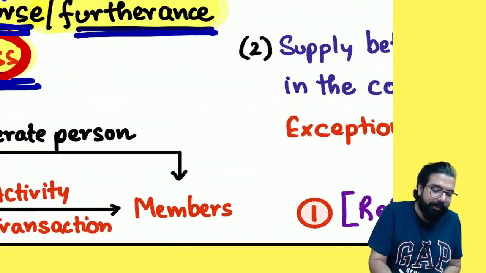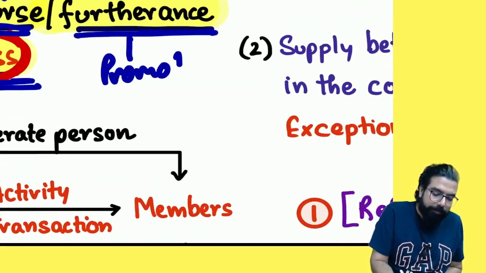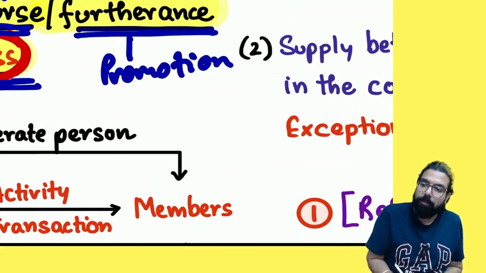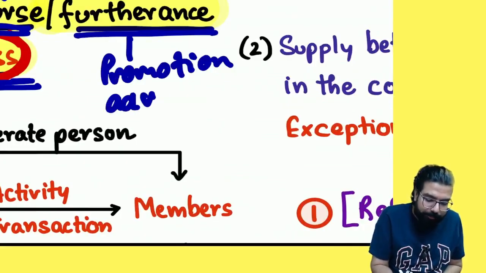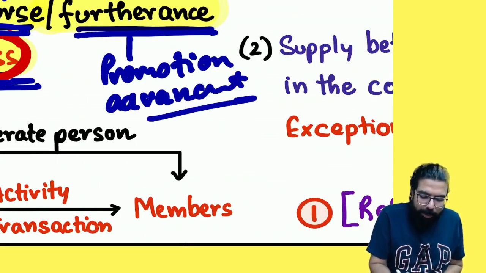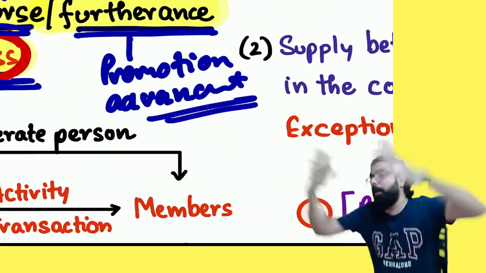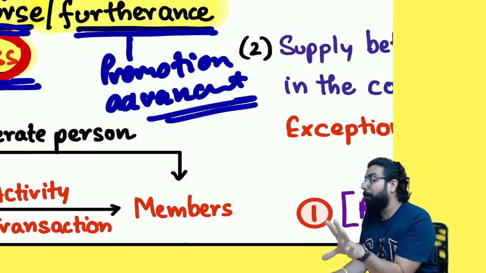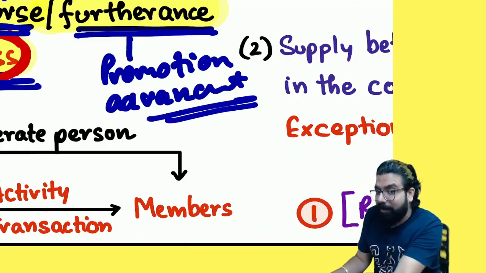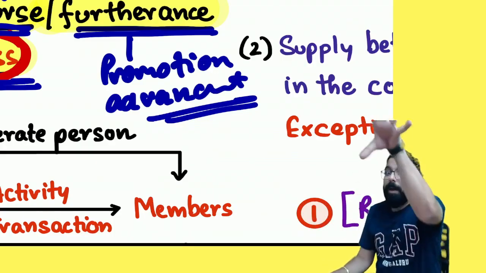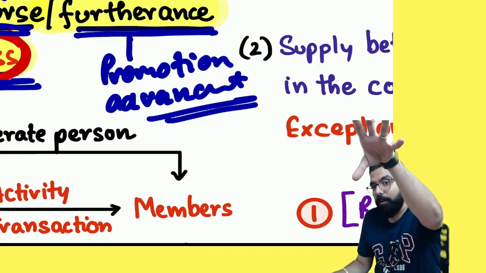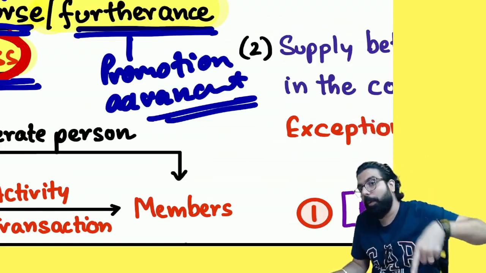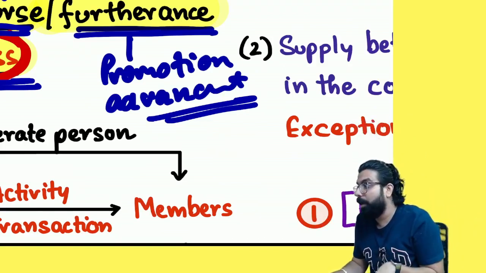Or it can be for the furtherance. What do you mean by furtherance? Promotion, advancement. What do you mean by promotion or advancement? For growing my business, if I do any activity, might be that activity is not my business activity, but to grow my business, I am doing something. That will also come in supply. Are we all clear till here?